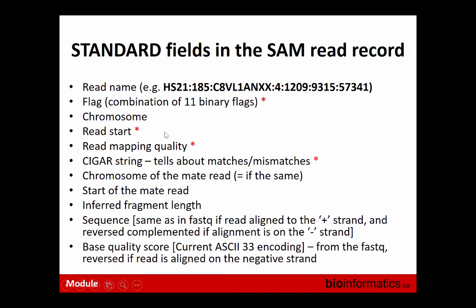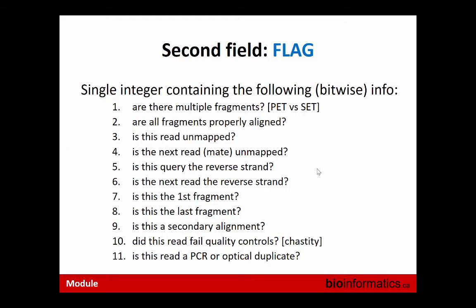Now those are 11 standard fields in every record. Lots of information there, you can learn a lot about every read, and those with a red asterisk we will discuss in detail. No questions so far? Can I go further? Okay. So the second field is a flag, and that's a binary flag.